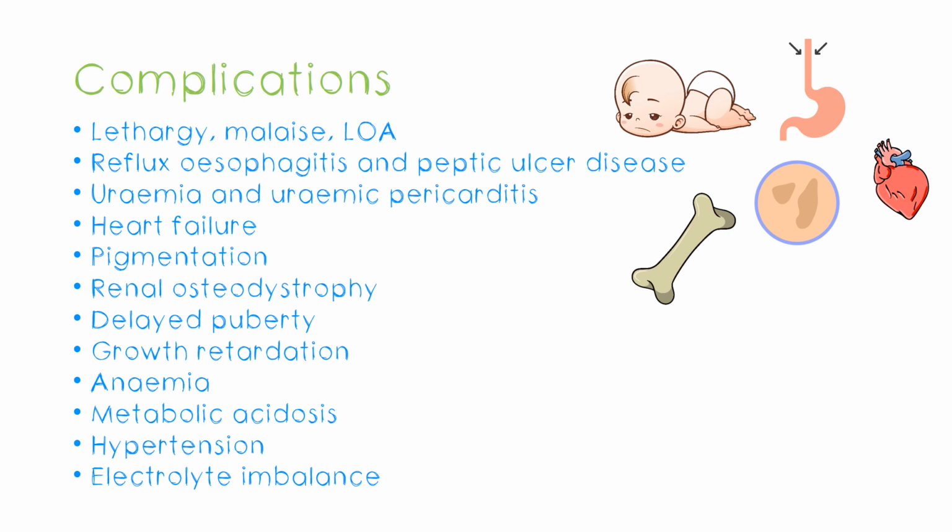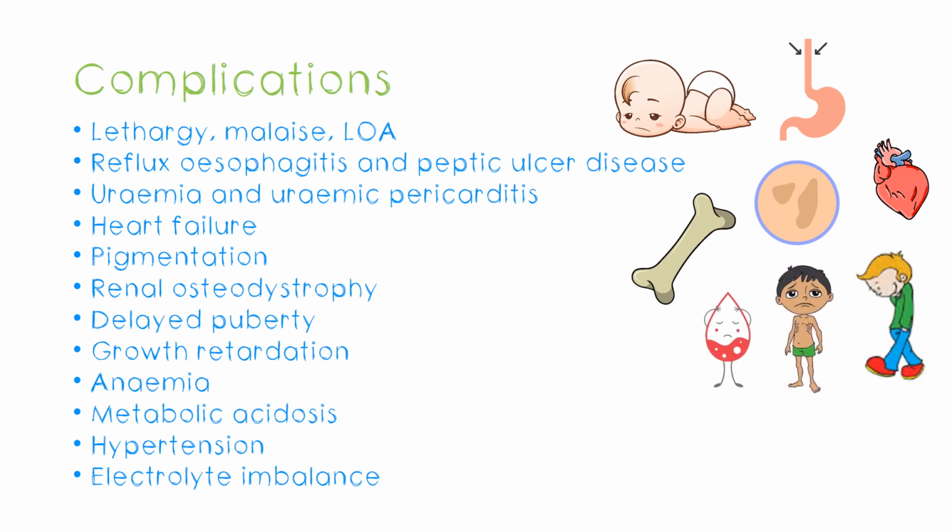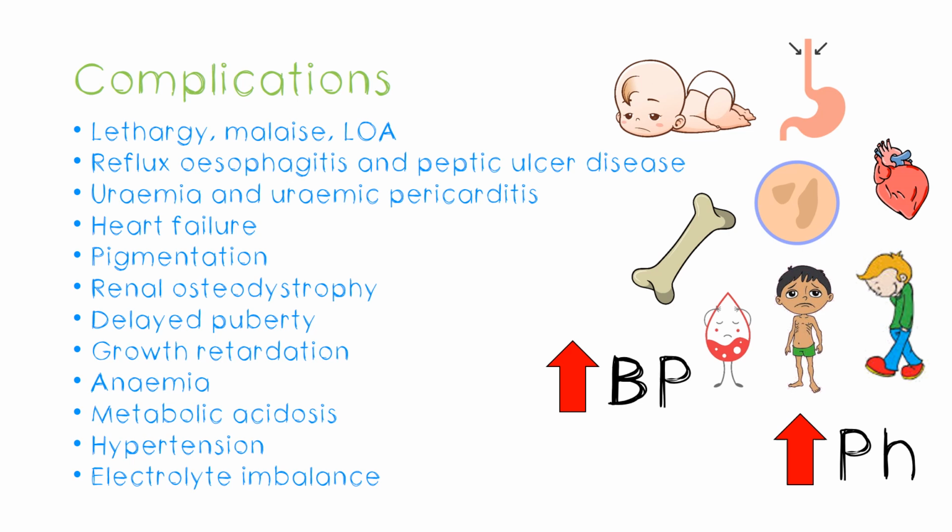Hormonal imbalances and nutritional deficiency is common, so these children will get delayed puberty, growth retardation, and anemia related to erythropoietin deficiency. When the disease progresses and renal failure occurs, they tend to get metabolic acidosis and hypertension due to fluid overload and reduced urine output, as well as electrolyte imbalances like hyperkalemia.